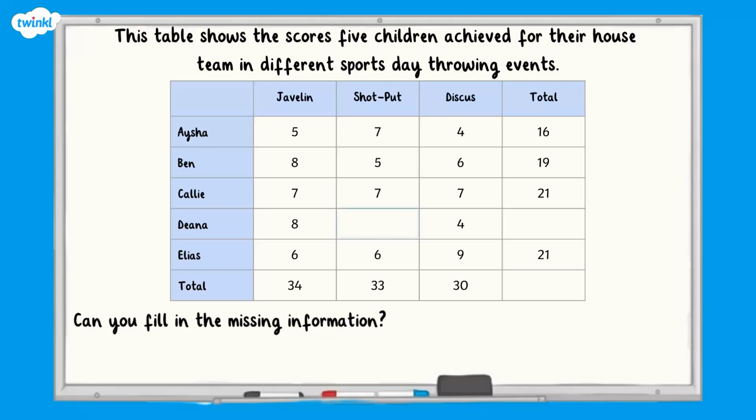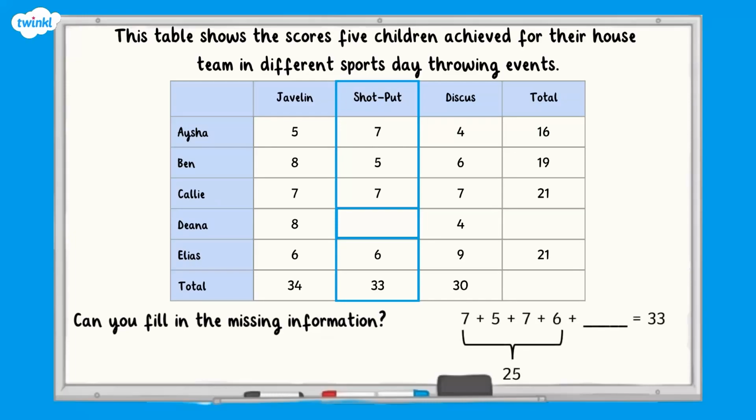Let's start with this box. We need to find out the score Dina scored in the shot put event. We don't know Dina's total score yet, so that can't help us. However, we do know the children's total shot put score was 33. All of the numbers in the shot put column should add up to 33. 7 add 5 add 7 add 6 equals 25. We need 8 more to total 33. Therefore, Dina's shot put score must equal 8.